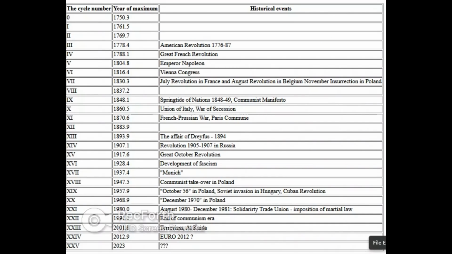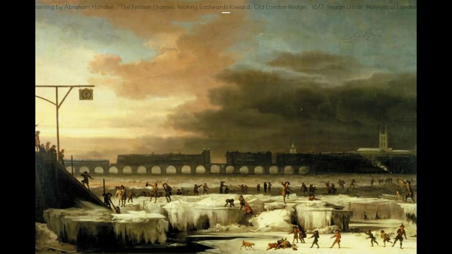And this picture shows the frozen Thames looking eastwards towards Old London Bridge, 1677. Just look at that ice. Like, wow, that has to be cold. And that is very abnormal for England to have that much ice. That is insane. But the thing is, we are coming back to that.